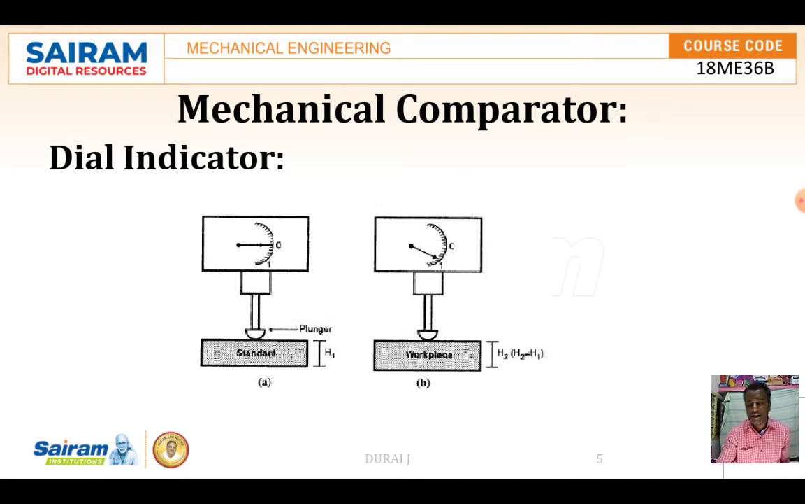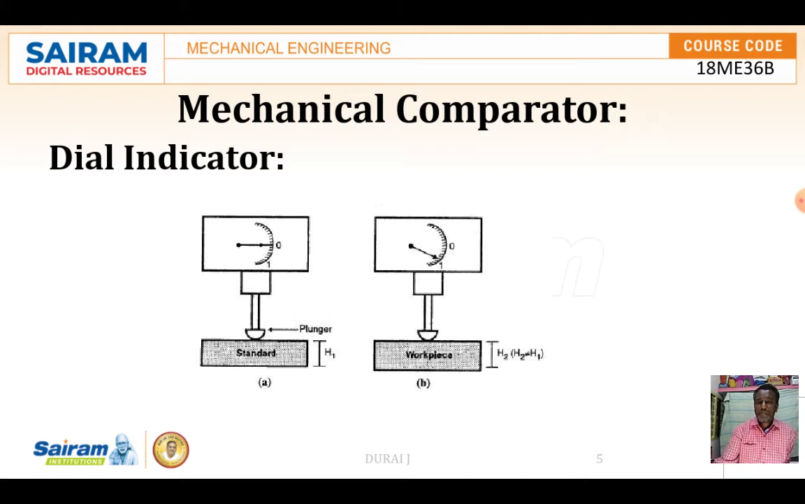Now we will come to a mechanical comparator like a dial indicator. The dial indicator works on the rack and pinion mechanism. The rack gear is mounted on the plunger. So inside the plunger the rack is mounted, and the pinion gear is connected with the pointer. The pinion and rack gear are meshed with each other.